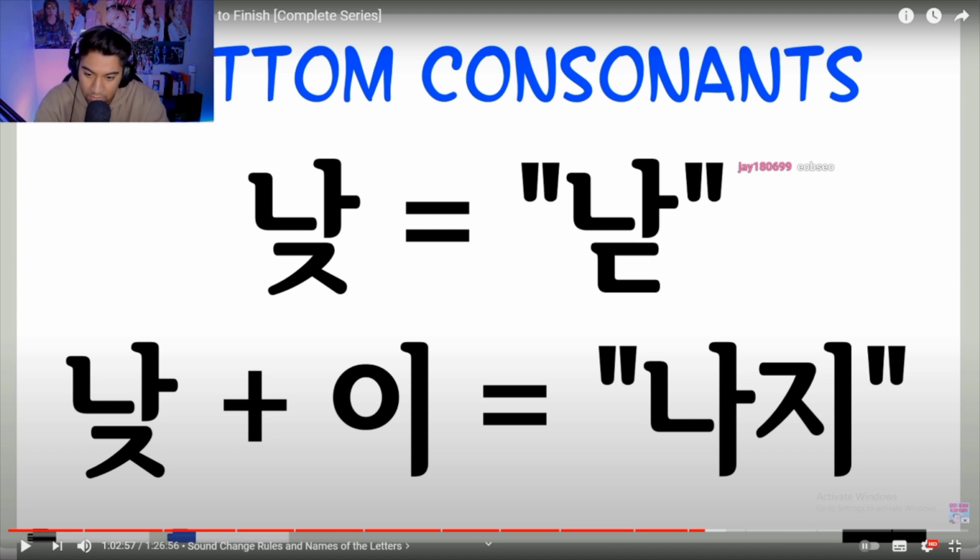So if we take this example that we have on the computer right now, the naja and the E, and we replace the naja by yodol, it would be yodol B, right?